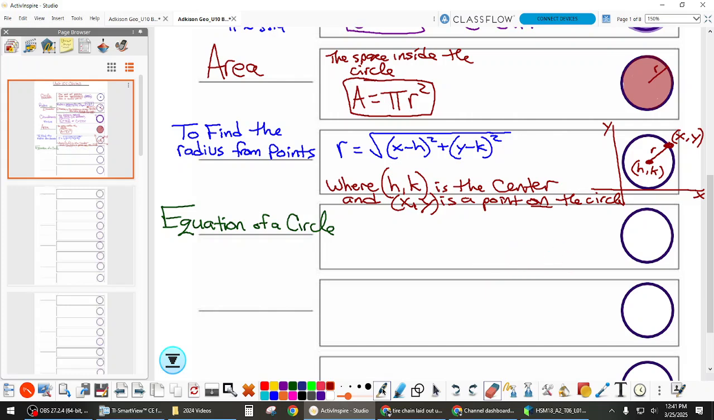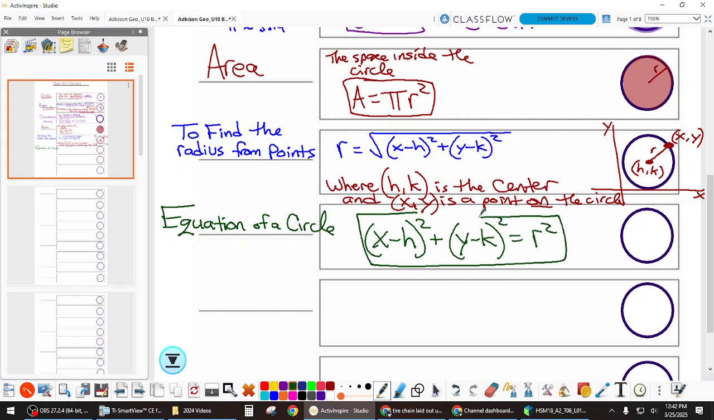Now, here's the weird thing about circles. A line started off y equals. A parabola started off y equals. Circles don't. It's definitely a difference from what algebra you guys have studied. Here's the equation of a circle: (x minus h) squared plus (y minus k) squared equals r squared.